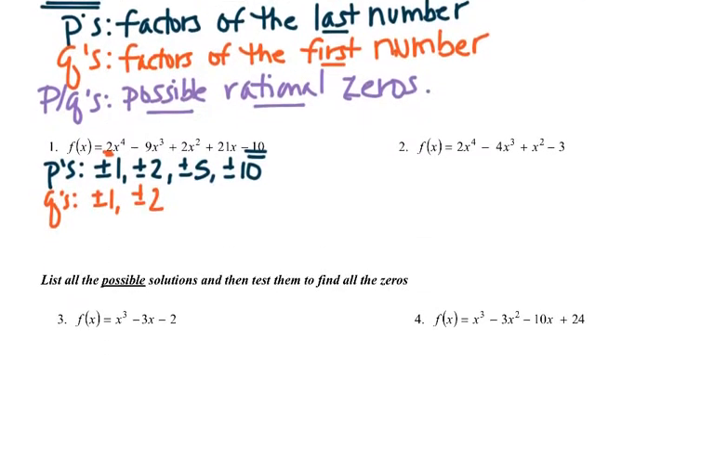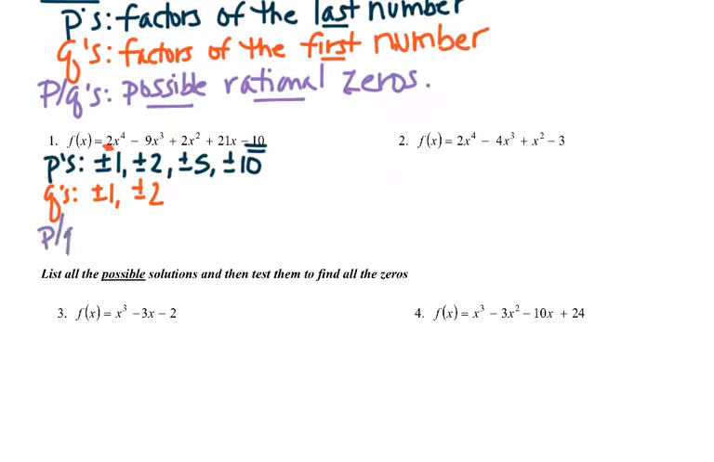The P over Q's are the possible rational zeros. So I'm going to take each number, like 1 over 1 is 1, 2 over 1, 5 over 1, 10 over 1, and then also take each number over 2. So 1 half, 2 halves I already have is 1, 5 halves is another one, but 10 halves I already have as 5. So those are the hints or the possible zeros, or the four answers to this problem are somewhere on the list.